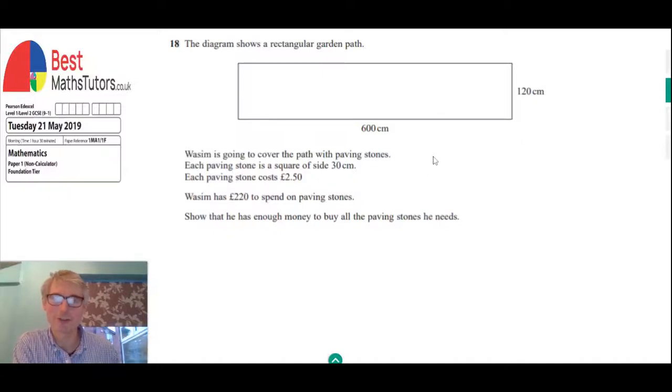I'm continuing to go through the foundation paper from 2019. This is paper 1. We're on question 18 and we're going to go through all these questions.